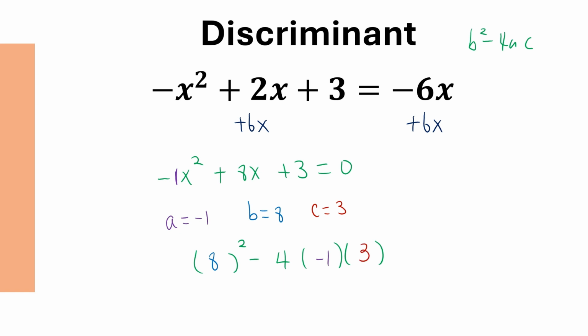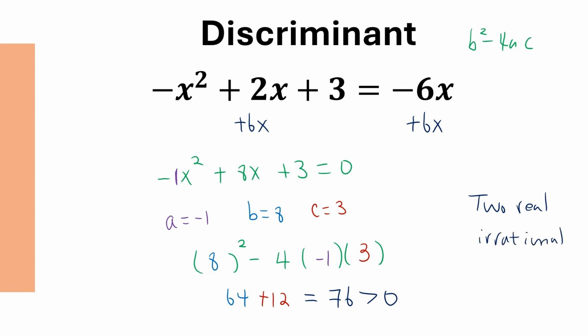Now we're going to simplify this. 8 squared is 64. Negative 4 times negative 1 is 4, times 3, so that will give us positive 12. And the discriminant is going to be 76, which is positive, greater than 0. So this tells us that this quadratic equation has two real solutions. And because 76 is not a perfect square, we know that it's two real irrational roots.